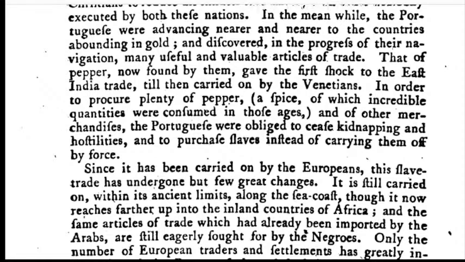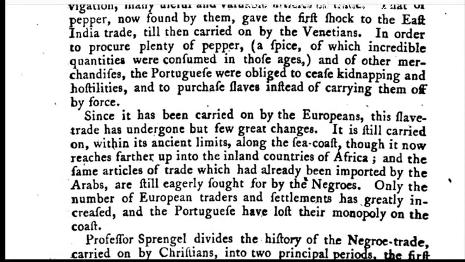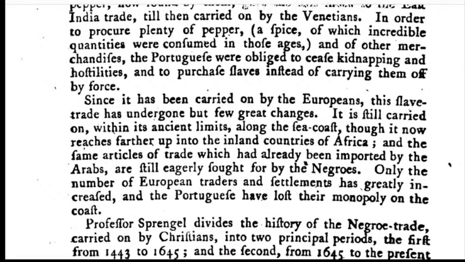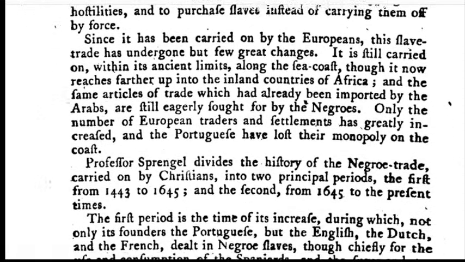The next paragraph. Since it has been carried on by the Europeans, this slave trade has undergone but few great changes. It is still carried on within the ancient limits along the seacoast, though it now reaches further up into the inland countries of Africa. And the same articles of trade which had already been imported by the Arabs were still eagerly sought for by the Negroes. Only the number of European traders and settlements had greatly increased, and the Portuguese had lost their monopoly on the coast.